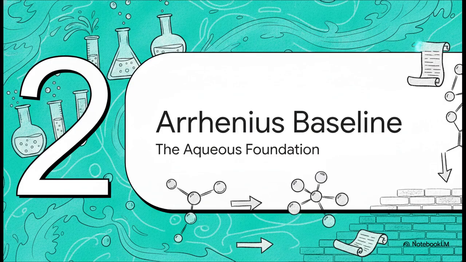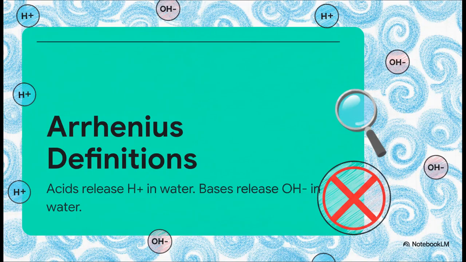Moving right along to Section 2, the Arrhenius baseline. This is our aqueous foundation. So, before we look at the modern model, we need to establish exactly how early chemists defined these fundamental reactions. An Arrhenius acid is strictly defined as a substance that releases hydrogen ions, which we've labeled here as H+, when it's placed in water. Conversely, an Arrhenius base releases hydroxide ions, labeled as OH-.